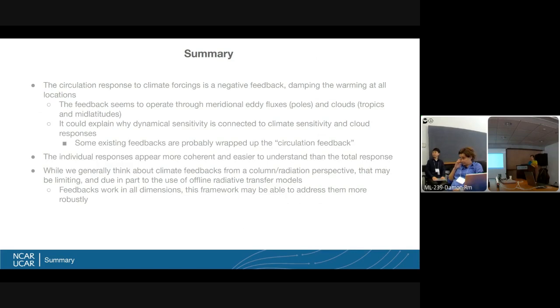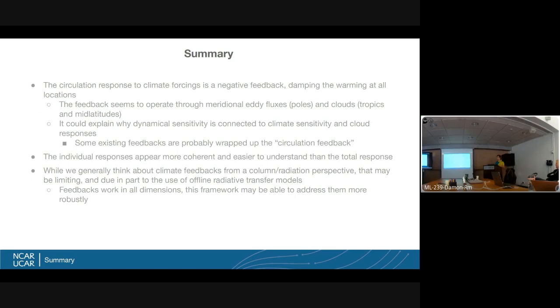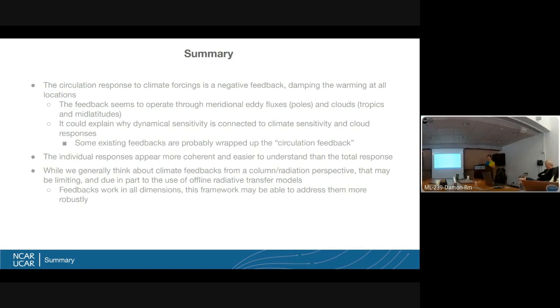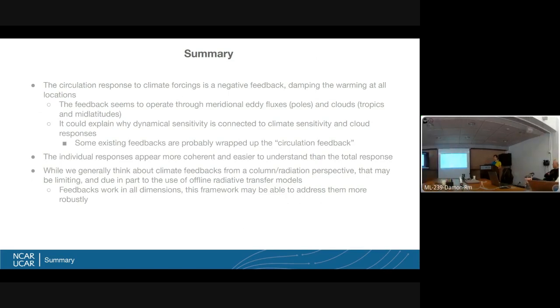And then I think part of the reason I didn't expect this is because we usually think about climate feedbacks from a column and radiation perspective. That's, I'm sure, because the tool we use to investigate them is usually an offline RTM. But I think it's possible that, to really understand these things, we've got to start thinking of feedbacks in all dimensions, which is hard with an RTM. Maybe this kind of framework where you fix things, folks have done this with cloud locking experiments, but if we were robust about this, we'd have a better handle on understanding all of these feedbacks. Anyway, that's all I have. Thanks.